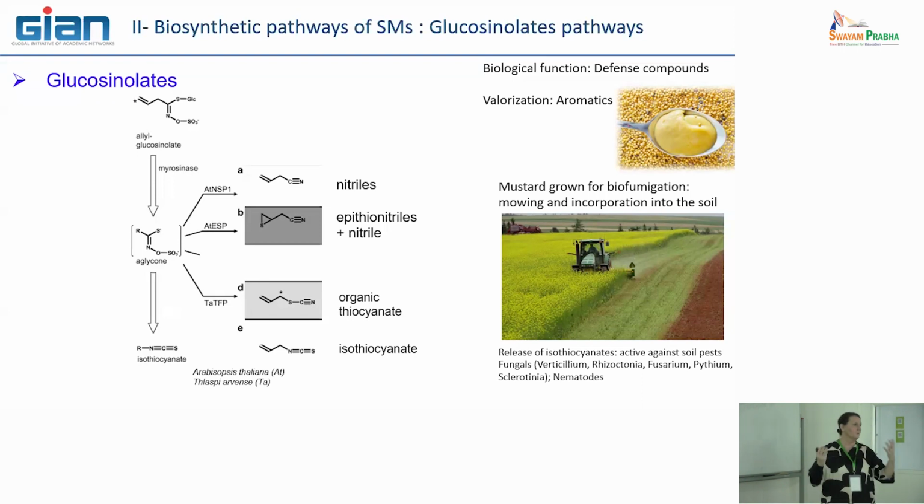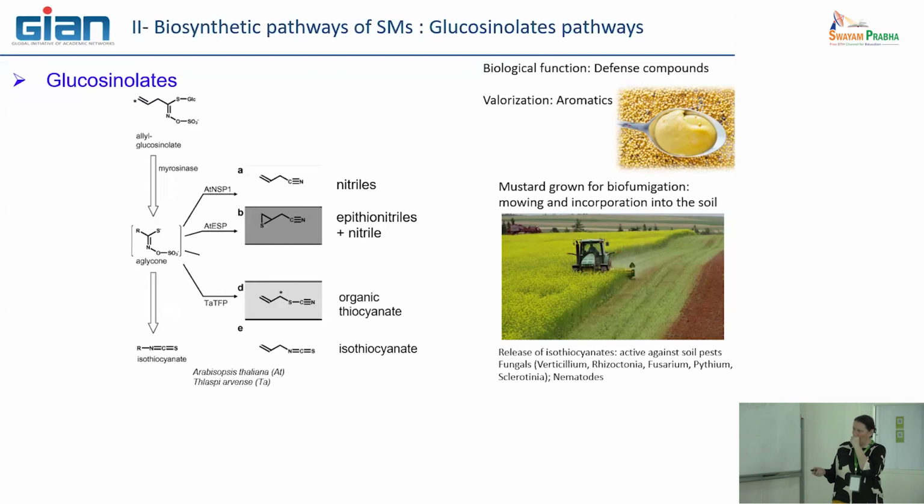Mustard is one of the most used plants for this type of application, and this way it's a natural way to make a new dynamic in the soils in order to protect the future plants, the future seeds that will be put in the soil.